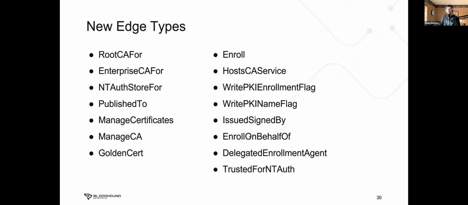Enroll on behalf of is regarding escalation 3. Jonas knows more about this than I do. Same with delegated enrollment agent. So I'm not gonna talk about these right now. Trusted for NT auth will connect a CA to the NT auth store object, which means that the CA is trusted for NT authentication in the domain where that NT auth store object lives. Lots of complexity. And you will see in our demo that we deal with a lot of this complexity for you.